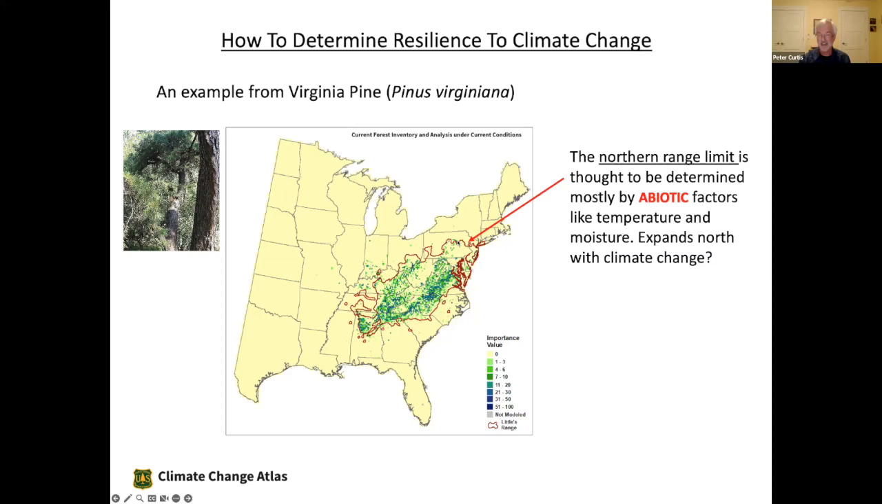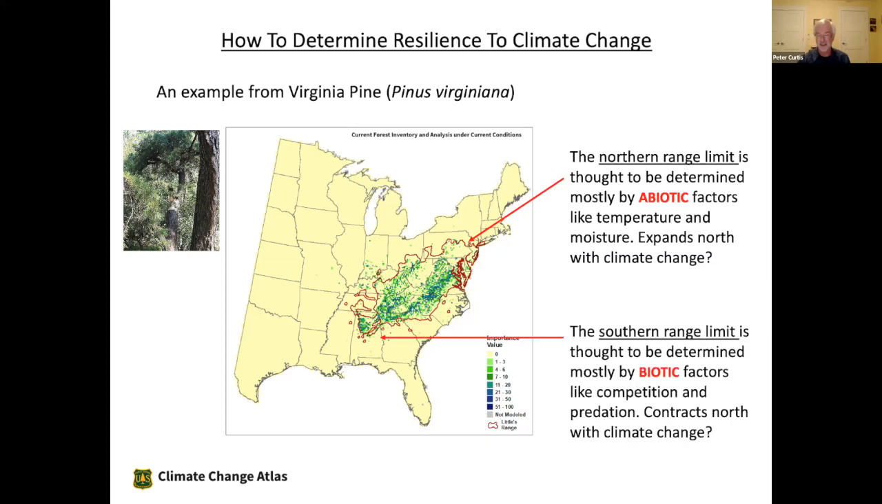Now that's in contrast to the southern range limit down here. And again, standard ecological theory would posit or would predict that it's mostly things like competition from other species, other plants, maybe predation or herbivory, diseases that are the primary determinant of that southern range limit.